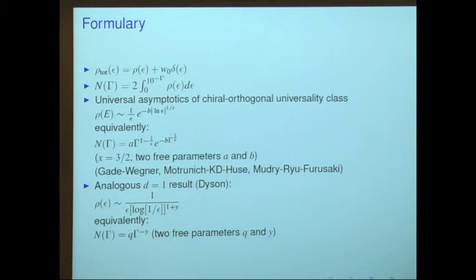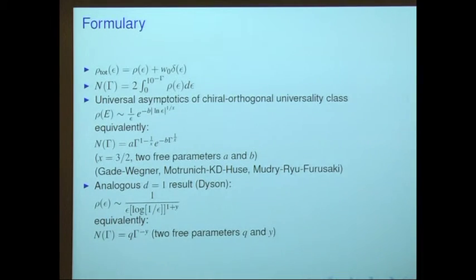Now, if you are to believe the universal results for Anderson localization in the chiral orthogonal universality class, you expect rho of epsilon to be this stretched exponential in log epsilon, apart from this one over epsilon. Or equivalently, this integrated density of states is a stretched exponential of gamma, where this stretching exponent is 3 halves. In one dimension, there's an analogous result where n of gamma would be a power law in gamma. And that's Dyson's original result for the random hopping problem in one dimension. So these are the two functional forms that we know are the universal results in one and two dimensions. Since we are in two dimensions, we would expect this to be the final fate of the system.